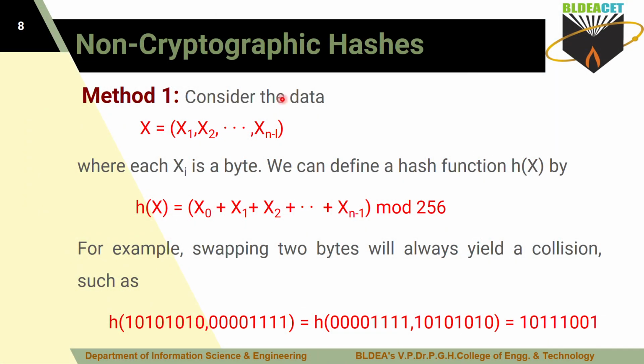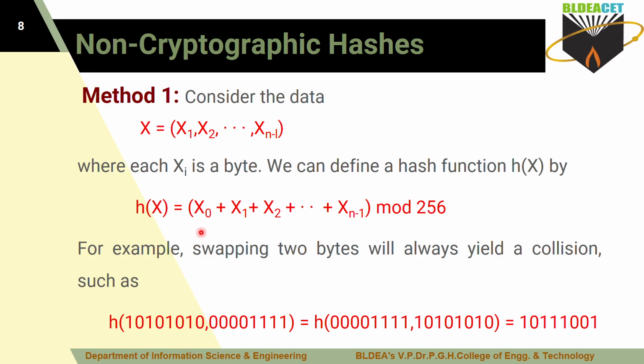In non-cryptographic hashes, method 1, assume that this is the data x equal to x1, x2, up to x of n minus 1. This data is divided based on the size of the byte, so here xi is a byte. We can define a hash function like this. This is a simple, traditional non-cryptographic hash function, where you are not using a cryptographic function.